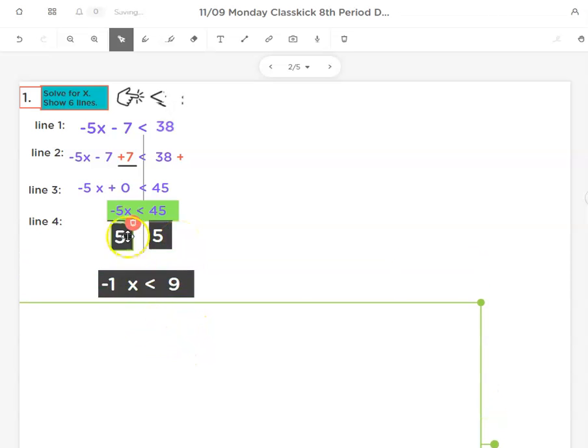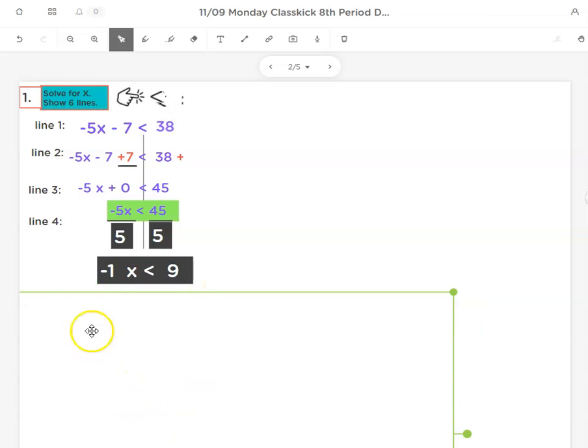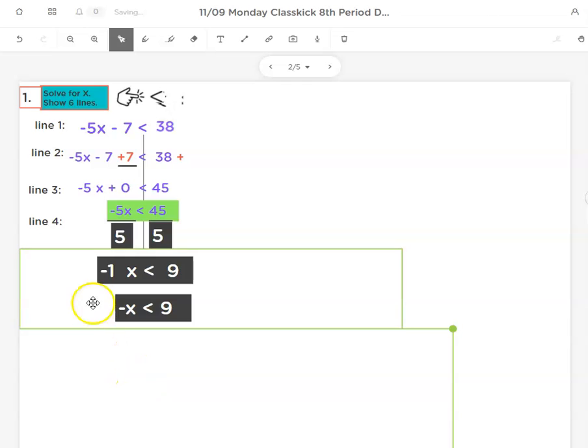Now, that's going to bring me a negative divided by a positive is a negative 1. Negative 5 divided by 5 is negative 1, and then I have the x. 45 divided by 5 is positive 9. Remember, if you have one negative sign in multiplying or dividing, you're going to end up with a negative. So a negative 1 times x is a negative x.